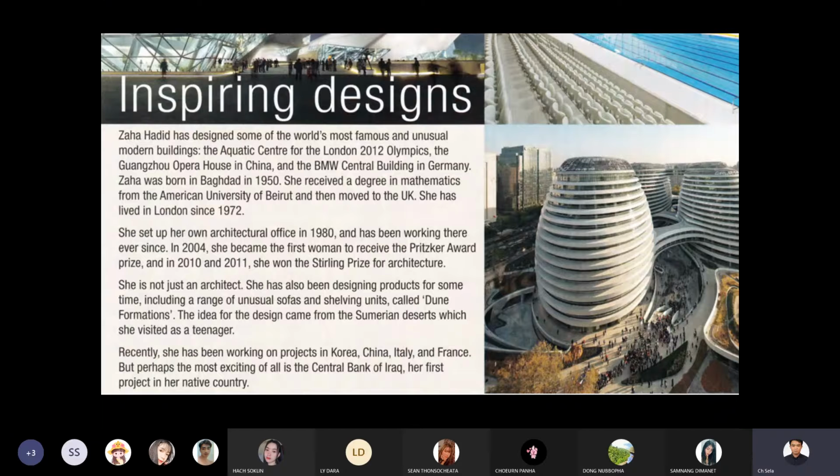In 2004, she became the first woman to receive the Pritzker Architecture Prize, and in 2010 and 2011, she won the Stirling Prize for Architecture. She is not just an architect, she has also been designing products for some time, including a range of unusual sofas and shelving units called Dune Formations. The idea for the design came from the submarine deserts which she visited as a teenager. Recently, she has been working on projects in Korea, China, Italy, and France, but perhaps the most exciting of all is the Central Bank of Iraq, her first project in her native country.